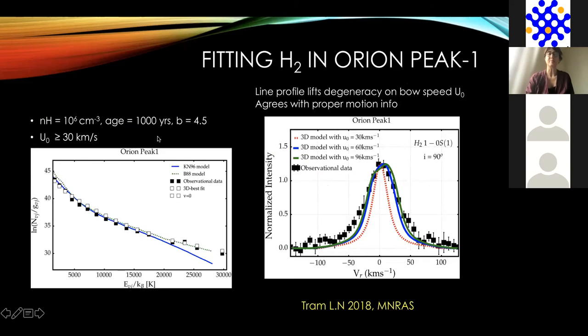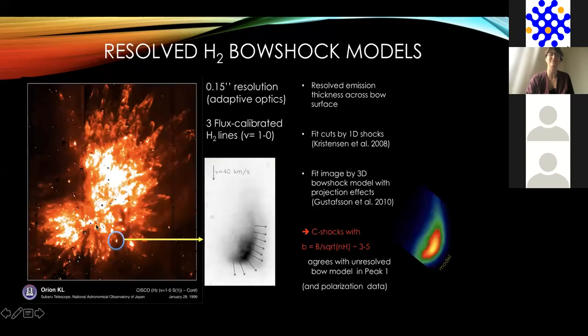So this is an example of fitting in Orion Peak 1. Maybe I should first show you the image of Orion Peak 1 because it's a very nice region. It's the brightest source in the sky for molecular H2 emission. This is an image in a ro-vibrational line of H2 at 2 micron. And at the center, there is a massive star. In fact, there is a system of several massive stars that probably have gone through a very close interaction and then have recoiled.